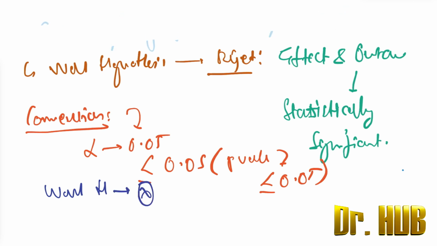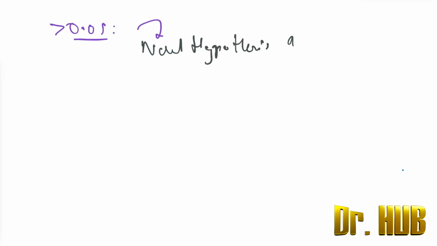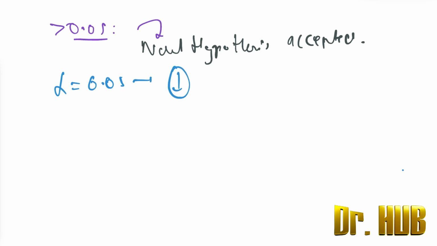If the value is greater than 0.05, in such cases the null hypothesis is accepted. Although by convention the level of alpha is 0.05, it can be lower but it cannot be higher.